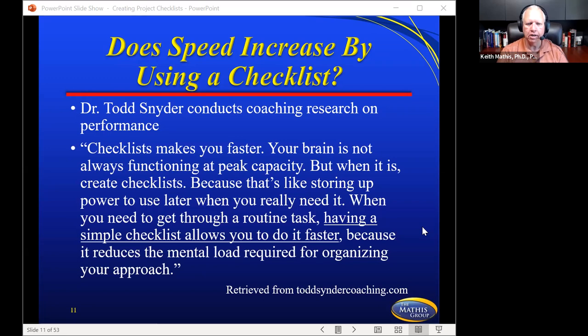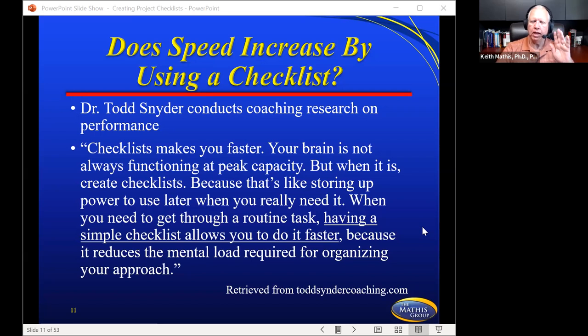Todd Snyder conducts coaching and research on performance. This is what he said that I thought was really good. Checklists make you faster. Your brain is not always functioning at peak capacity, but when it is, create the checklist, because that's like storing up power to use later when you really need it. When you need to get through a routine task, having a simple checklist allows you to do it faster, because it reduces the mental load required for organizing your approach.